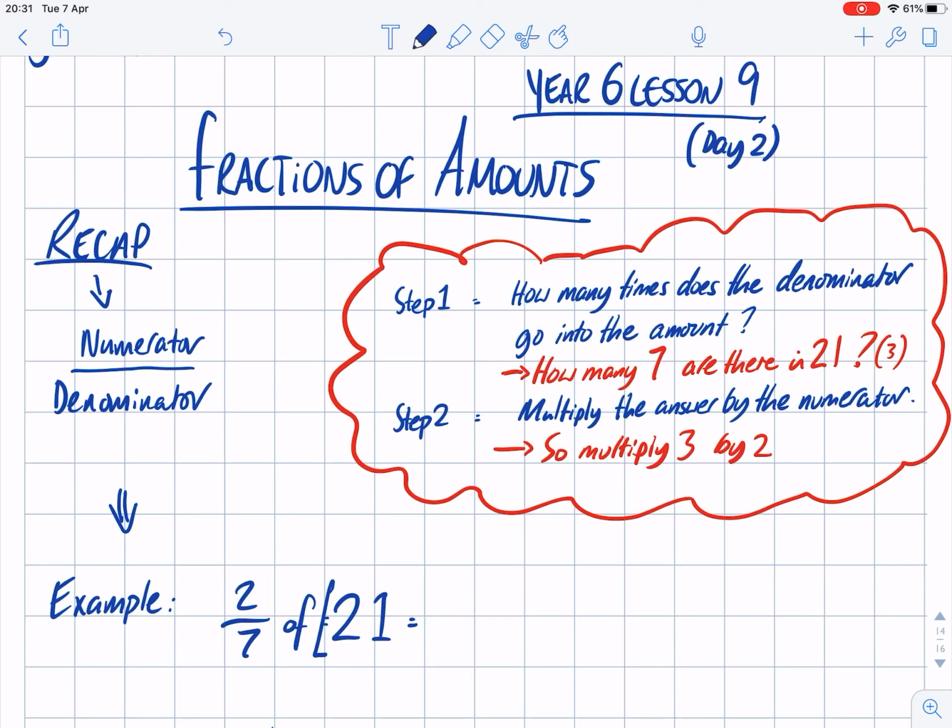So let's just say you've been doing some jobs around the house. Your parents have said you've done really, really well, and they're going to give you 2/7 of £21 to say thank you, provided you can work out the answer. So you can see I've written here step 1 and step 2.